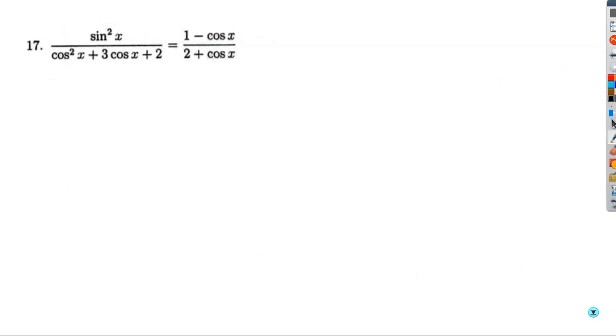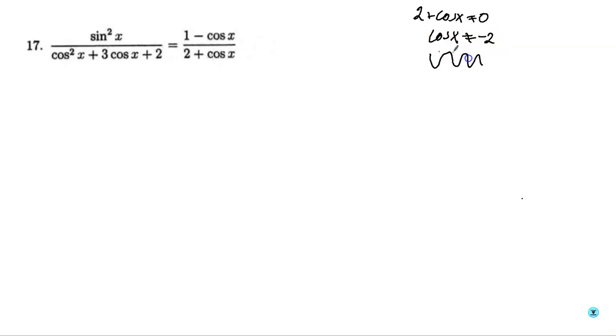Okay, 17. Whoo, this is a doozy. So, first of all, domain. Nobody shows up that's a problem: tan, cotan, sec, cosec. But I do have some denominators. I have 2 plus cos x equals 0, which means cos can't be negative 2. Good news, cosine only fluctuates between 1 and negative 1. So there's never an angle that should give you negative 2, so there's no restrictions for that part.